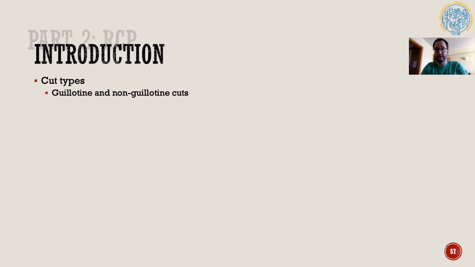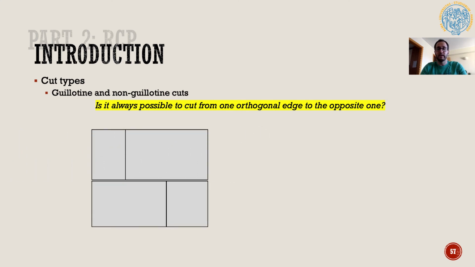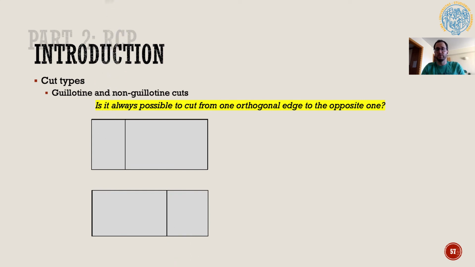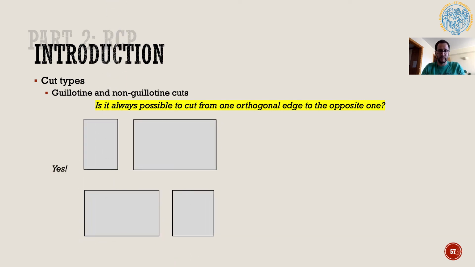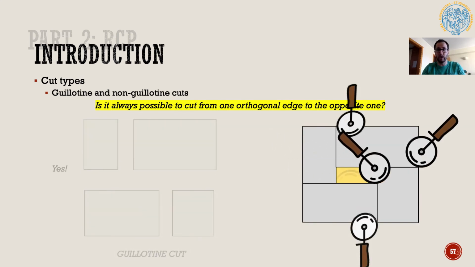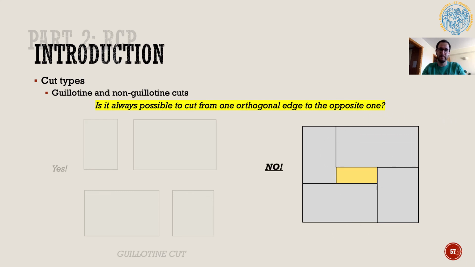Regarding guillotine and non-guillotine cut types, how to define them? It's simple, considering any two-dimensional plate. Guillotine cut means that it's always possible to cut from one orthogonal edge to the opposite one. On the other hand, non-guillotine cut means that it's not always possible to do that. Okay?